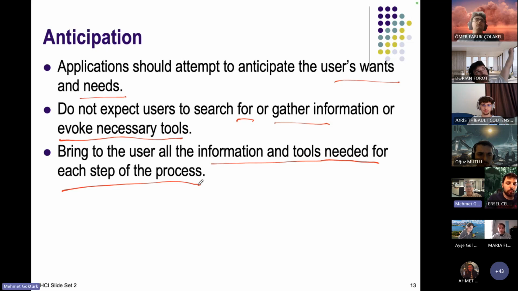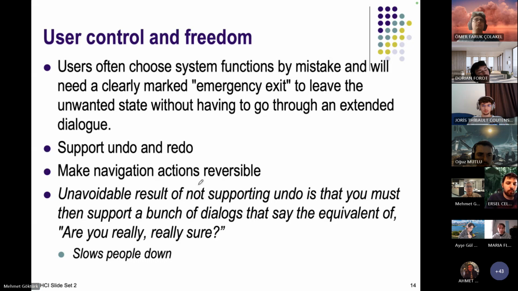There must be a balance and some freedom. So user control and freedom is the key to that. When you make a mistake, when you don't want something, you should feel in control. If you make a mistake, you will need a clear emergency exit, then you feel that you are in control.